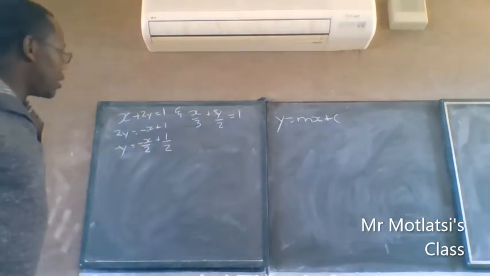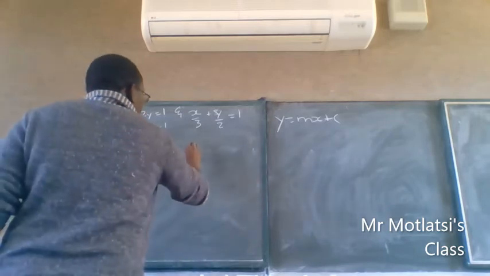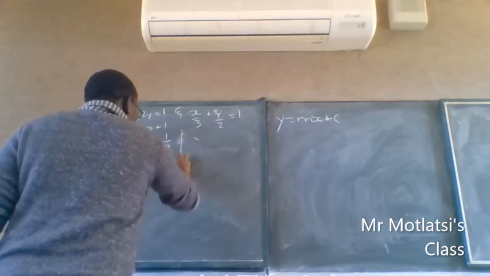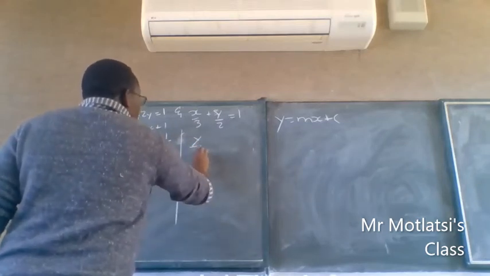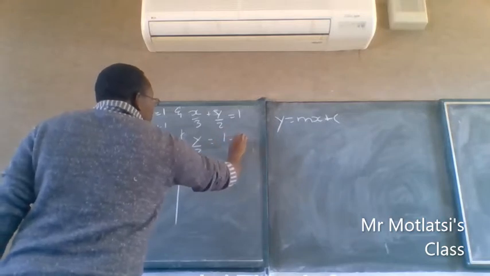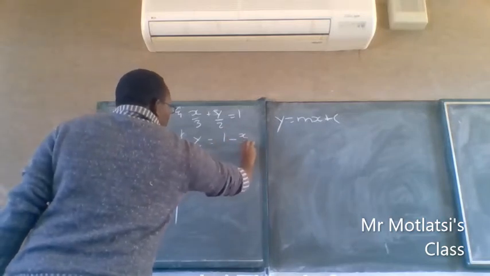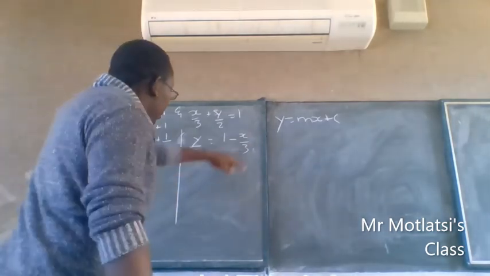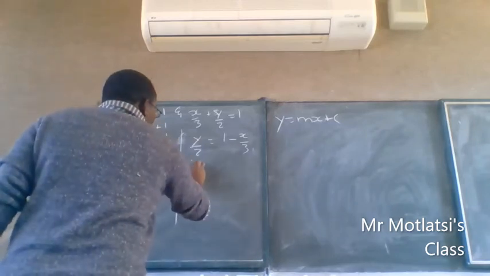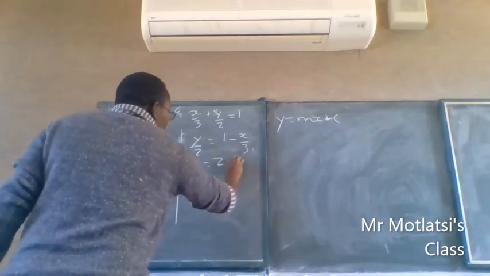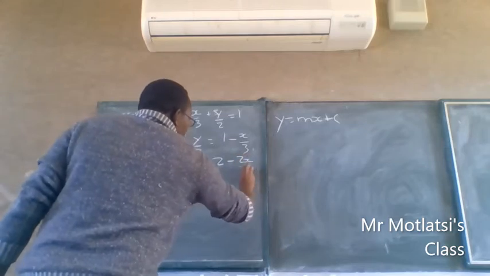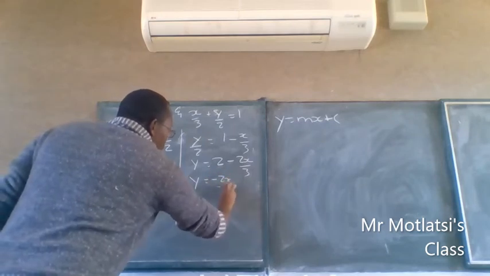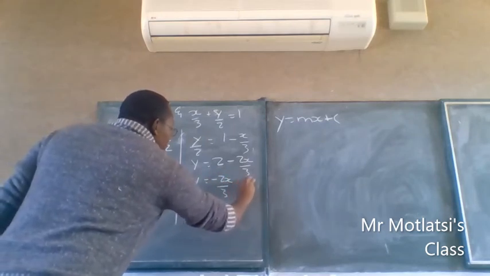And then the next one, you take x to the other side: y over 2 is equivalent to 1 minus x over 3. And then you multiply by 2 on the other side, y is equivalent to 2 minus 2x over 3, or y is equivalent to minus 2x over 3 plus 2.